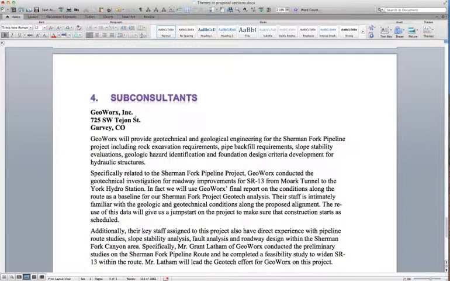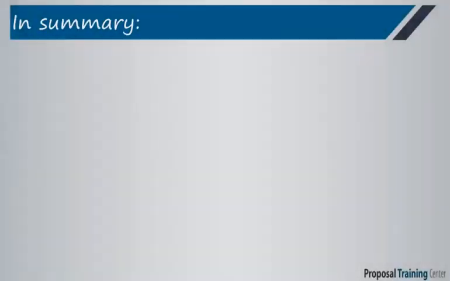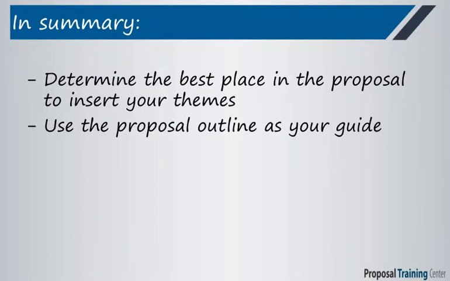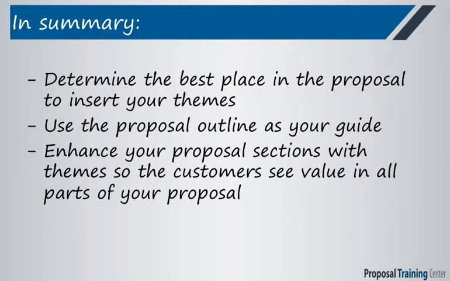Well, that's it for part 3 of how to develop winning proposal themes. Let's recap. In summary, determine the best place in the proposal to insert your themes. You do this by using the proposal outline as your primary guide. And then you enhance your proposal sections with the themes so the customers see the value in all parts of your proposal, not only what you will do to meet the RFP requirements, but what you will do to make sure that the customers get what they want or avoid what they fear.